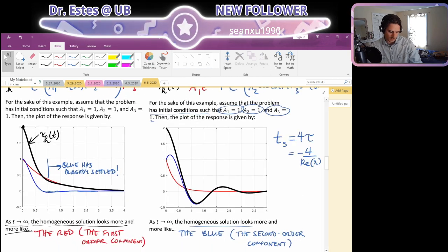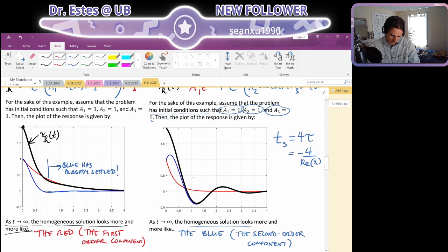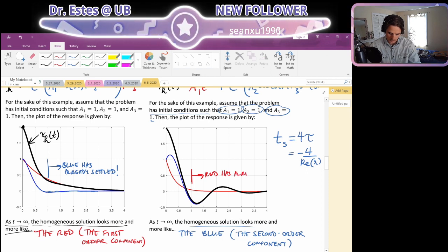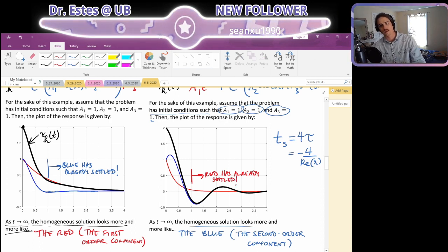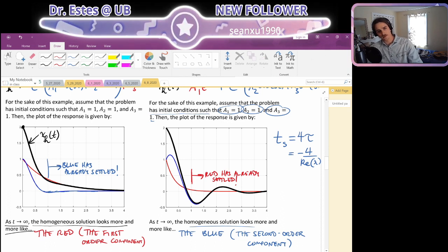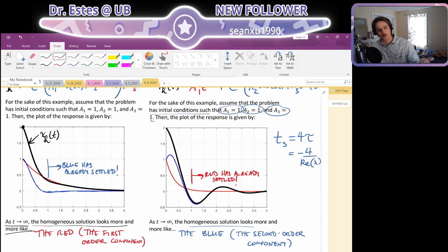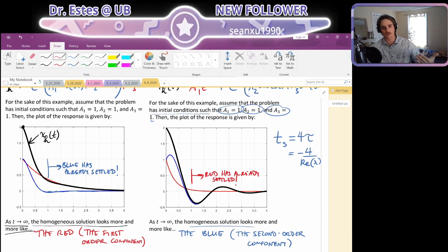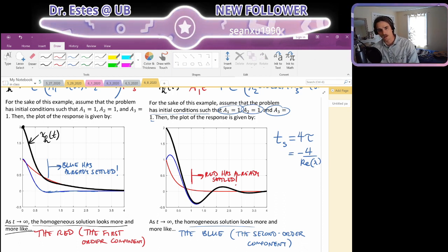Same thing in this case. Like after about 1 second, red has already settled. So the only thing left is the blue. So that answers the question of why does the homogeneous solution start to look more and more like just one of the components rather than the other?